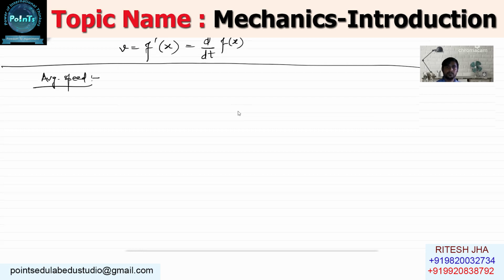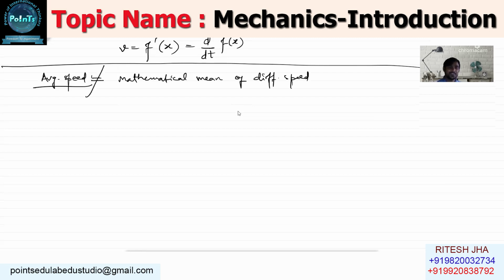The speed at each interval divided by the number of intervals. Okay, is it the mathematical mean of different speeds taken? Mathematical mean of different speeds? Is it wrong? It's not.